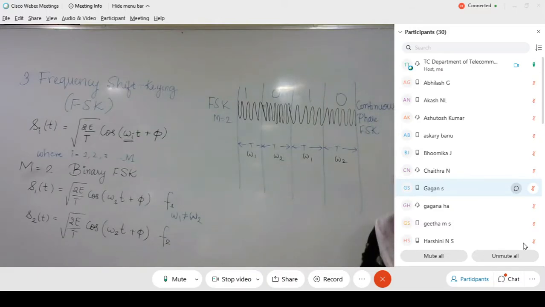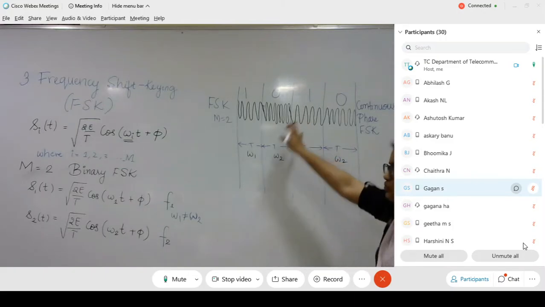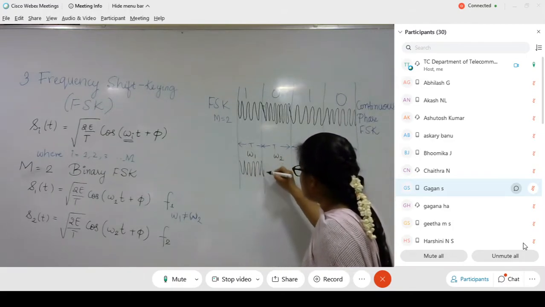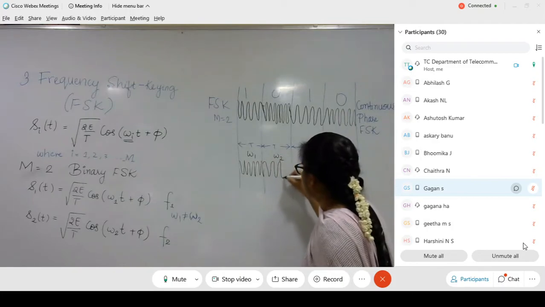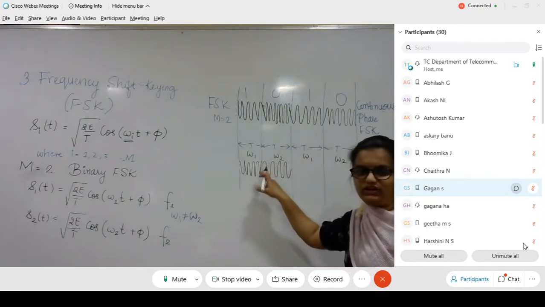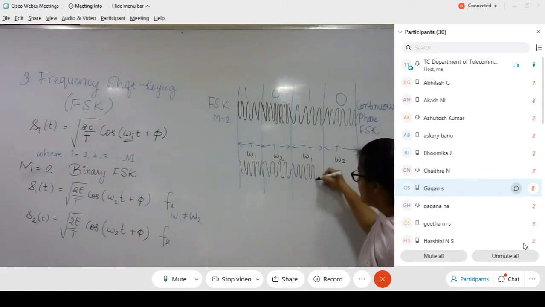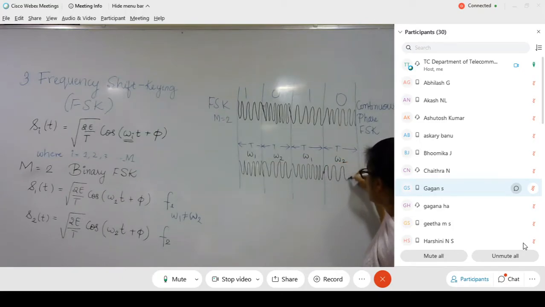So there is another form of FSK where it is not going to worry about the phase, rather it will just represent omega 1 for bit 1. For bit 0 it will go with another frequency. It will not bother about the phase, where it is stopping, where it is ending. Rather it is just going to worry only about the frequency that it is transmitting. Something like this. So there will be an abrupt change in phase.